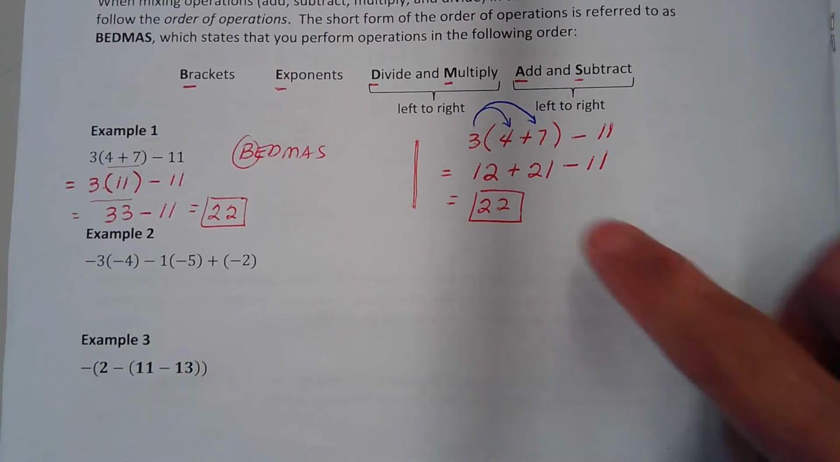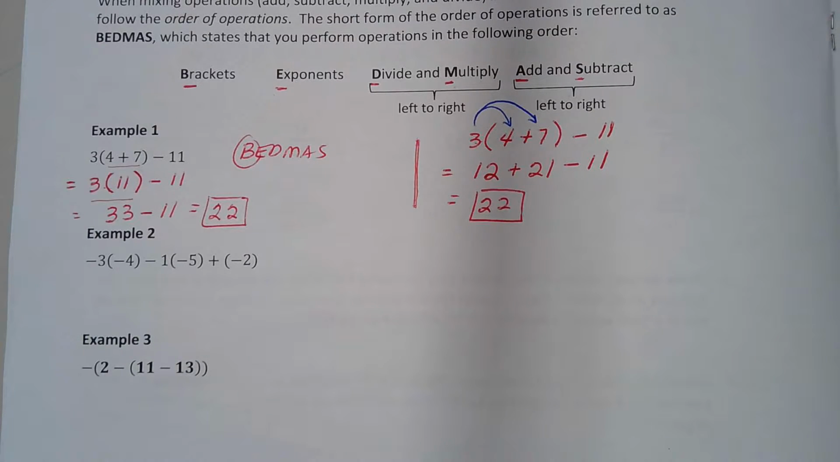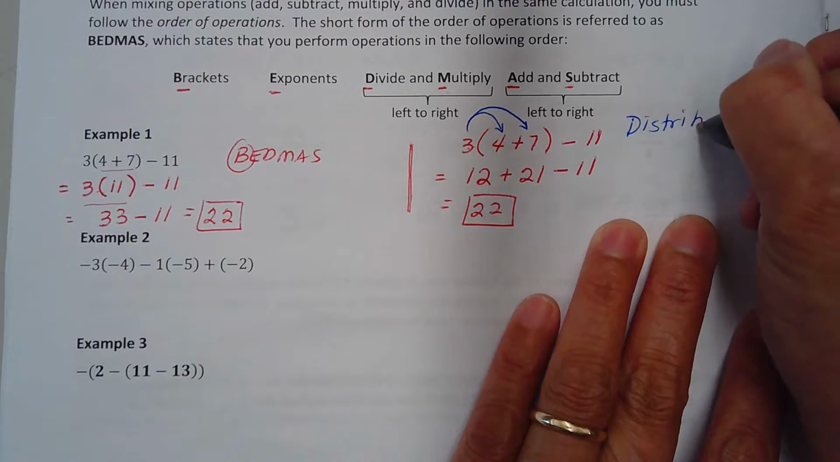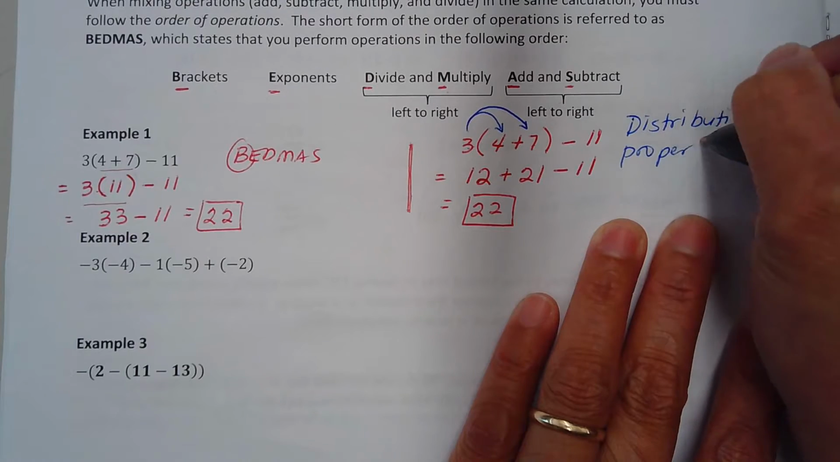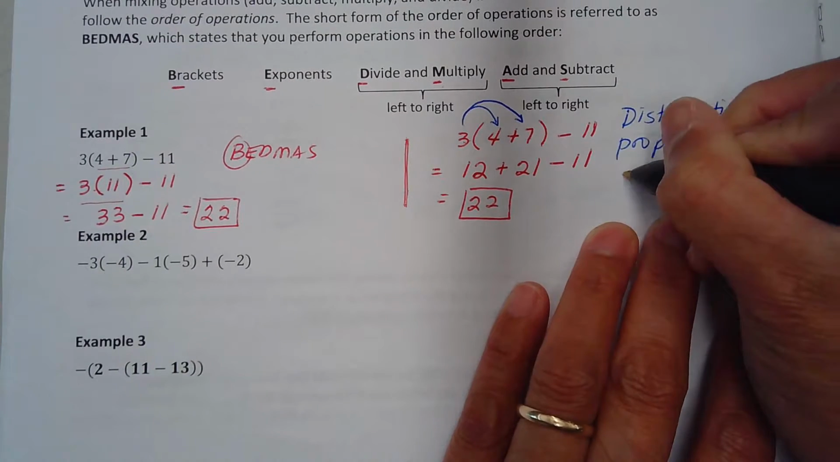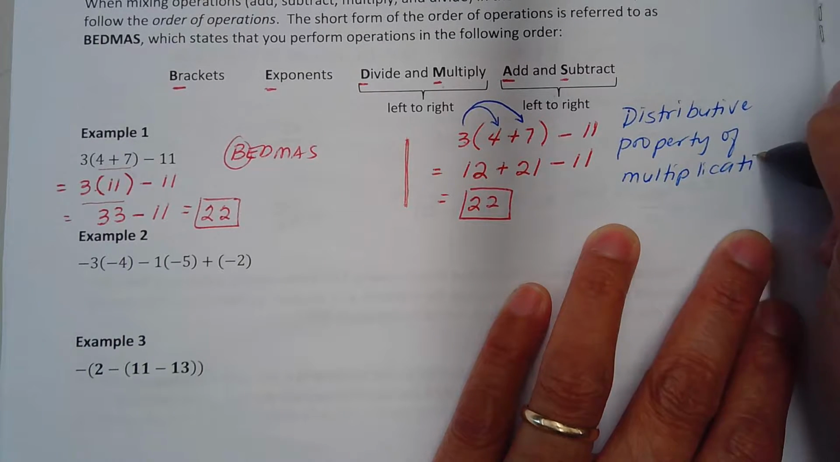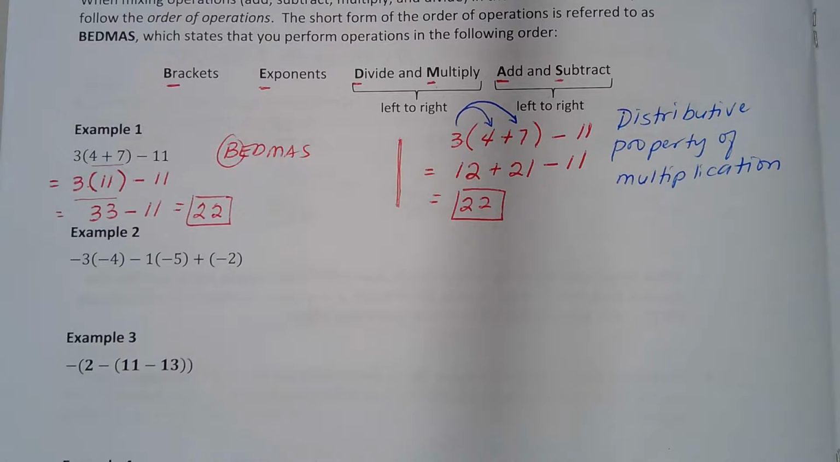So the multiplying in is called the distributive property of multiplication.